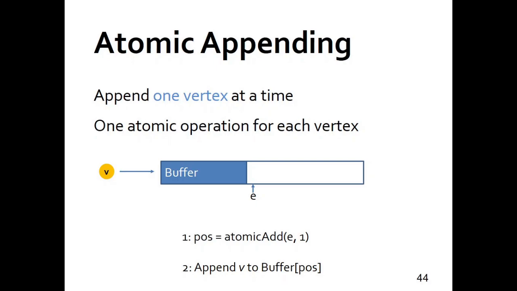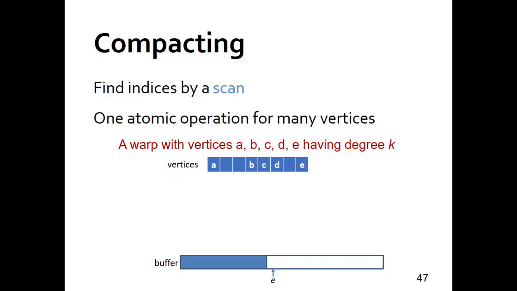We perform an atomic operation to find the position of the vertex to be appended. The atomic operation returns a position that is safe to store the vertex. The endpoint of the buffer is moved 1 point forward. Finally, V is appended at the position. The other method for buffer appending is compacting.